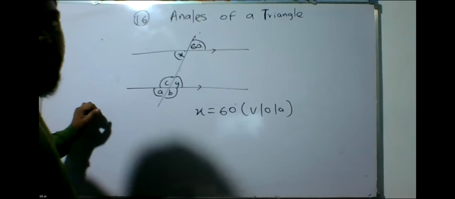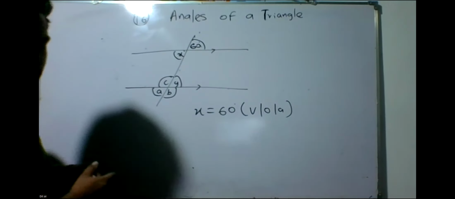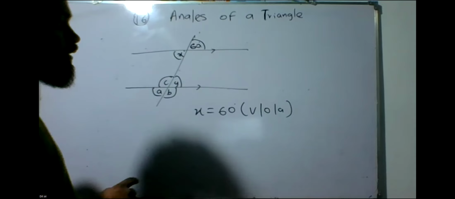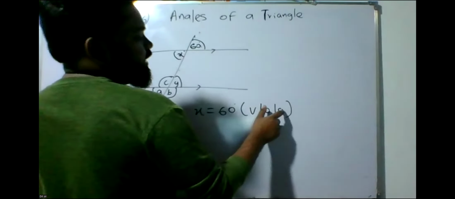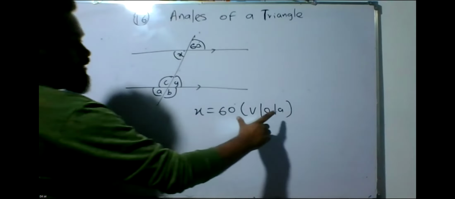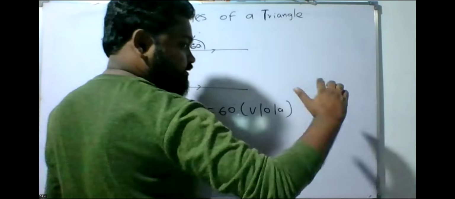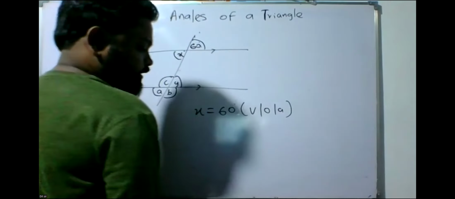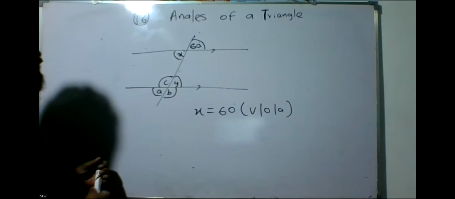Please check your answers. I have no time to check your answers. Answers which are in the chat box, you check your answers, my dear. Sorry for that. Vertically opposite angles, my dear. When you're writing the reason, don't write it short. Write vertically opposite angles completely. You have to write all three words completely in your exam.